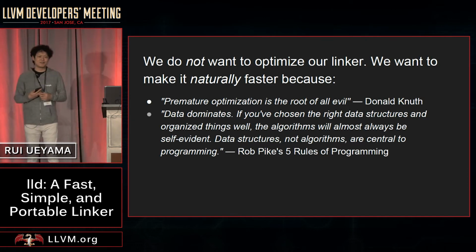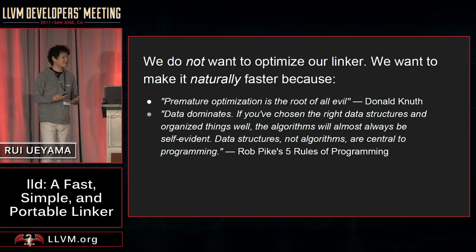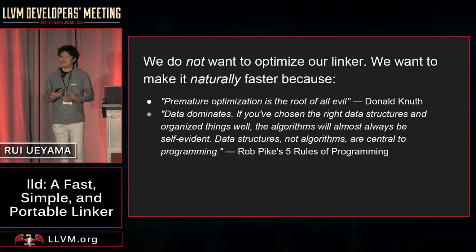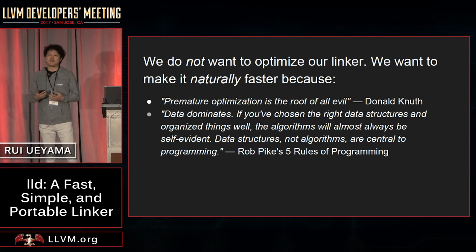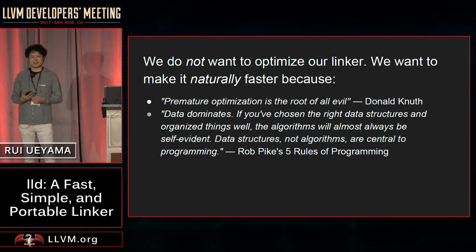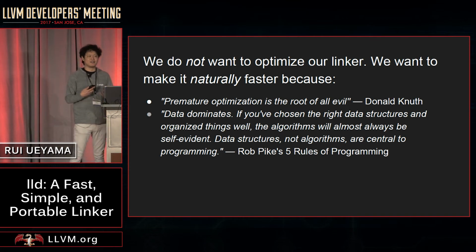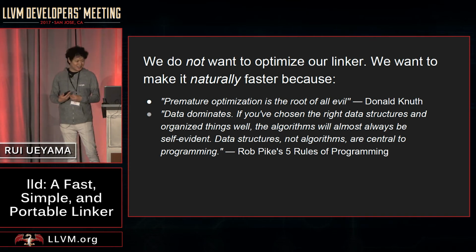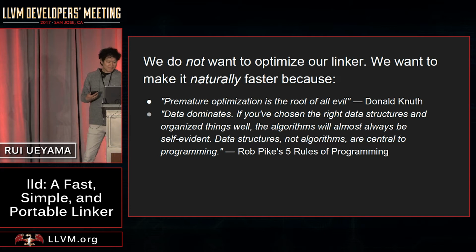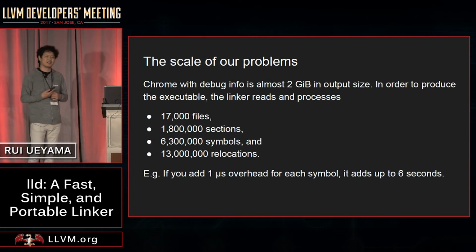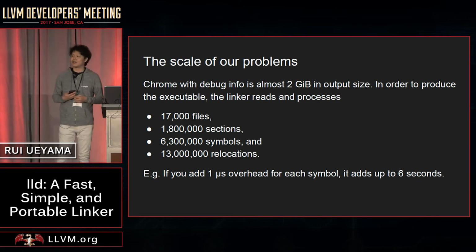And if you try to optimize something, the first thing you have to do is to not optimize it, ironically, because you don't really want to mess up the entire source code base with some premature optimization. But instead, you just want to make something that's naturally faster, right? And I think these figures give you the insight of the scale of the problem we are handling.